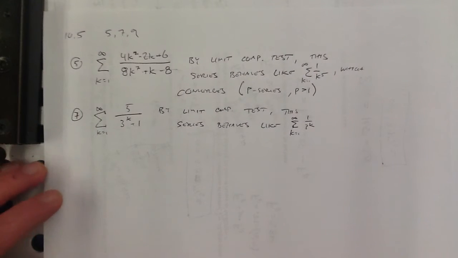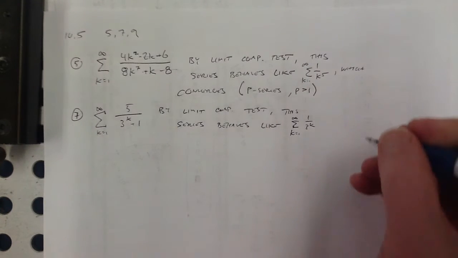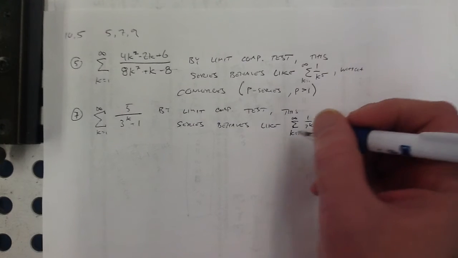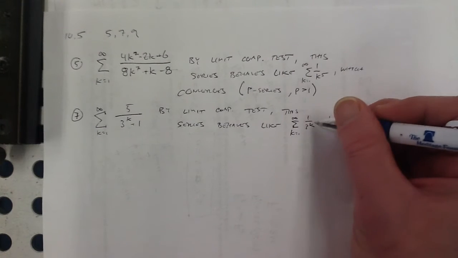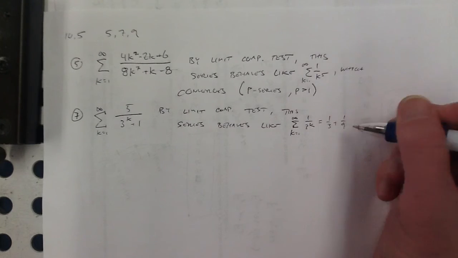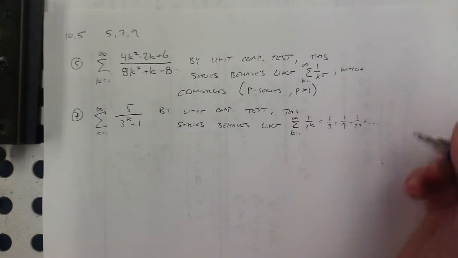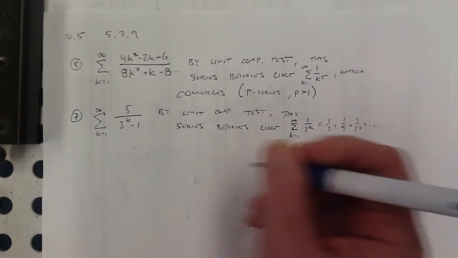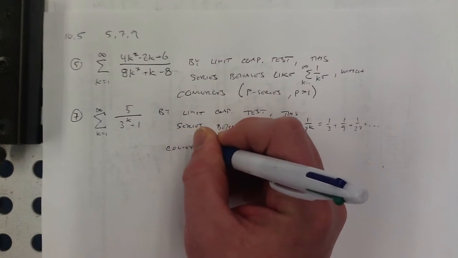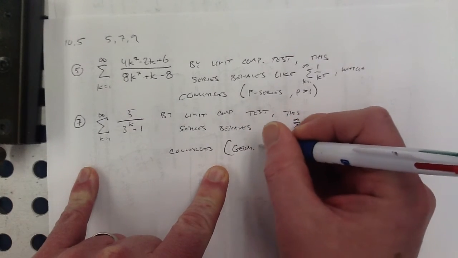It's always helpful, if you're ever confused with these series, to write out, or at least think of, what the first few terms would be. Not necessary to write them out, but if I did, the first one would be 1/3, the second one would be 1/9, and then the third one would be 1 over 27, and then maybe you're like, oh, right, this is a geometric series. So by limit comparison, if this is like this, then that converges because it's a geometric series.